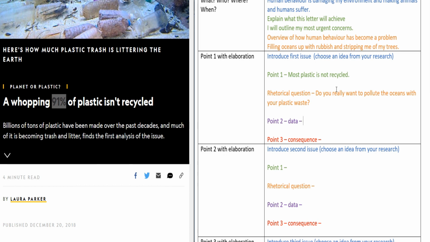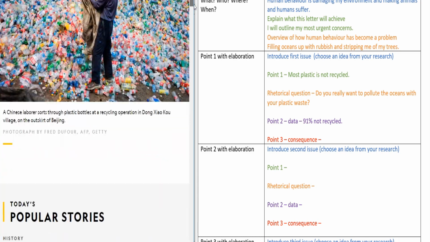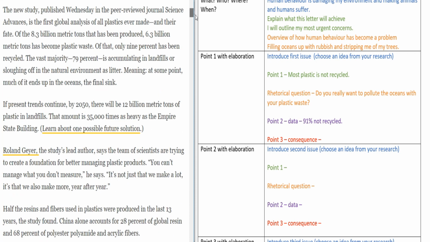Now, in order to back up my first point, my second thing I'm really going to say is going to include the data, which backs up this idea up here. So very handily, I've already got my first bit of data there, and again, it's 91% not recycled. Now I also found out when I was reading through some more data to really help me with this, and it's this bit here. Read that for a second.